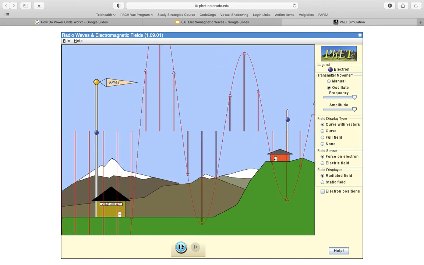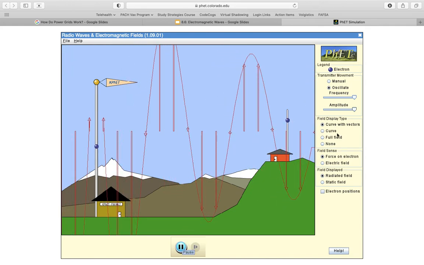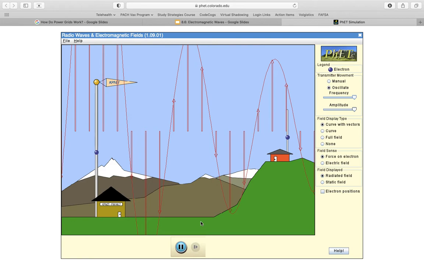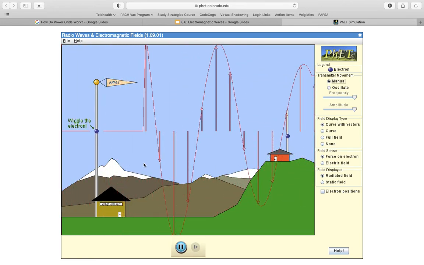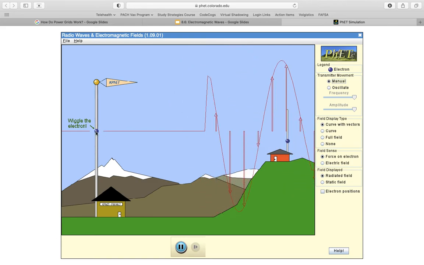Please note that it has to be an accelerating charge. If we have our charge not moving here, there's not going to be any electromagnetic field.